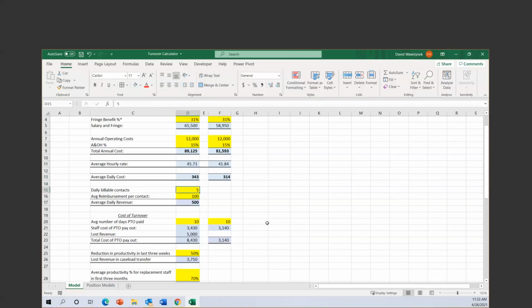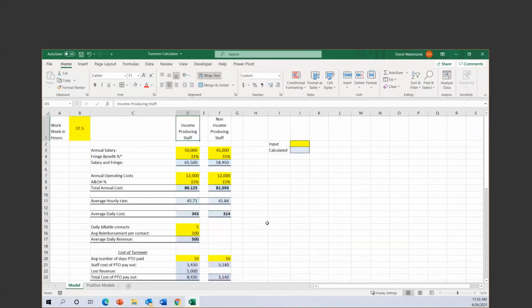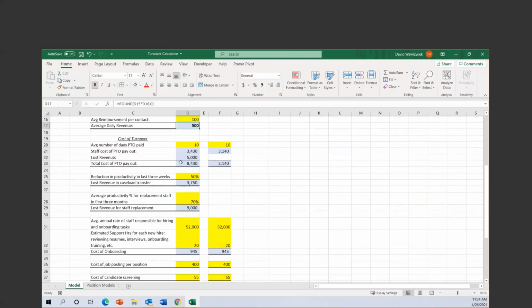Now, if this position had 4 average daily contacts and the reimbursement rate was 89, you'll see that those numbers change. So in this case, with 4 contacts at an average reimbursement rate of 89, this position basically breaks even. But let's say it's 5 and we're reimbursed about $100 on average. So now what we have is we've calculated an average daily cost. We've calculated an average daily revenue. So the input parameters here for a position type are the annual salary, fringe benefits, operating costs, percentage of overhead, and that's going to generate all the variables we need. So then let's take a look at the cost per turnover.